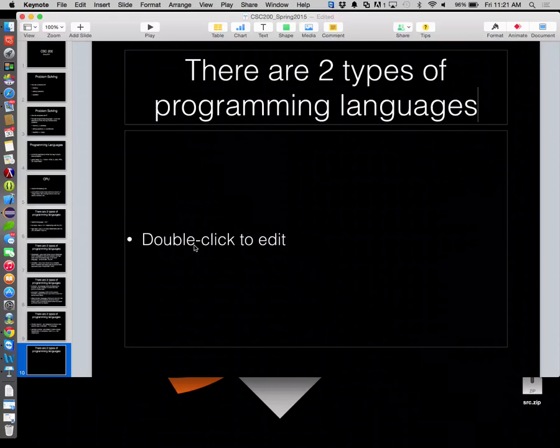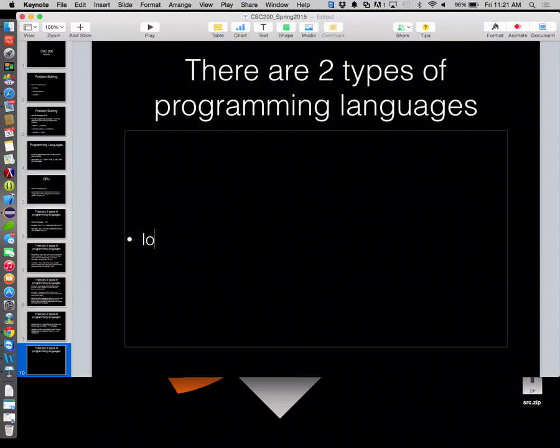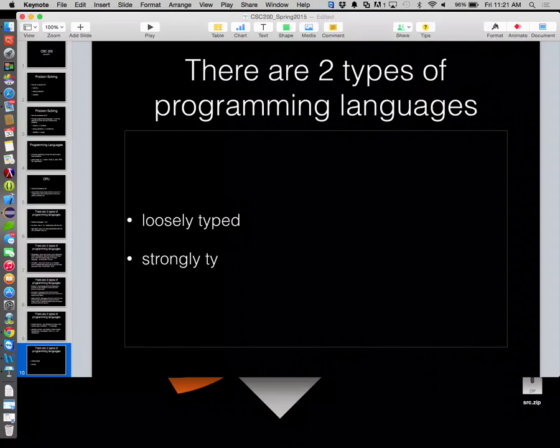There are two types of programming languages. We have loosely typed, and we have strongly typed. I'm only going to be able to talk about this slide briefly, because then we actually have to insert our history of languages into this. So I'll give a little definition, but we'll have to finish explaining it after we talk about the slide that I need to put before this one.